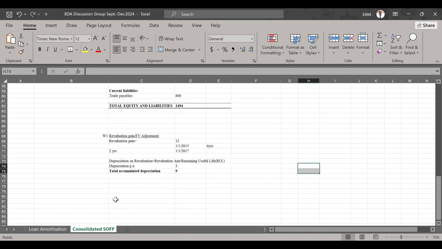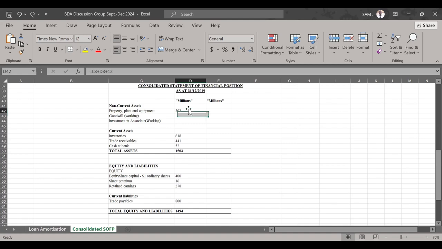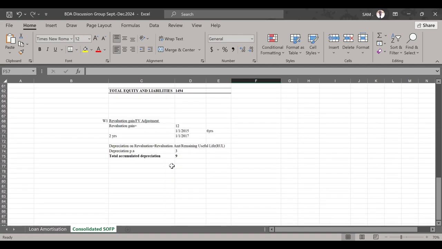So this total accumulated depreciation of 9 million, we will deduct it from the PPE figure. I believe you remember we added the PPE for the parent and the subsidiary. We added that revaluation gain, and now there is that accumulated depreciation on that very asset of 9 million. We deduct it from there, like that. I believe we are together there. So that wraps up additional information number 2, which is falling under our working one.